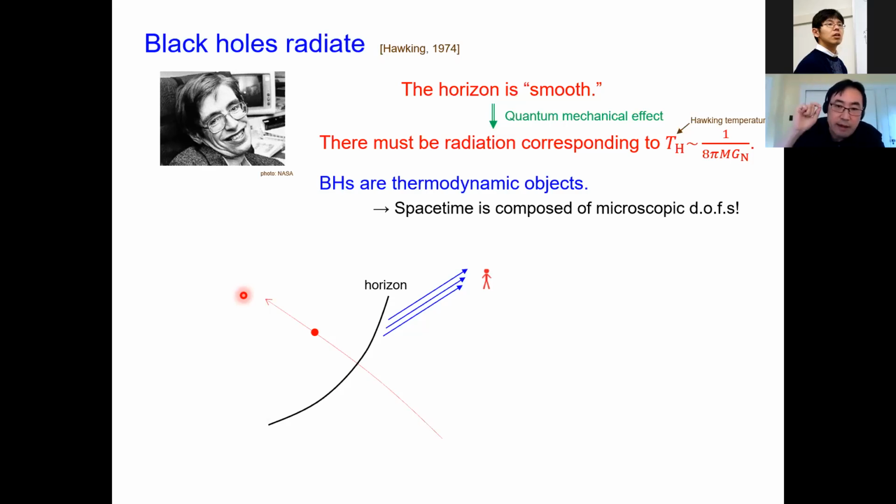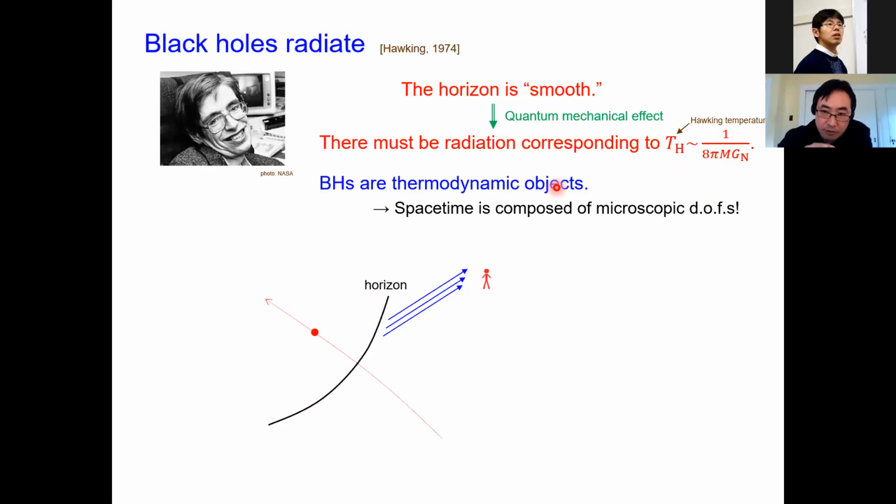If that's true, under that assumption, if you view this object, the black hole object, from far away, then you must have some radiation with a temperature of this much. That's exactly the number you would get from thermodynamics, dS, dE. So at this point, the black hole as a thermal object seems to be established.